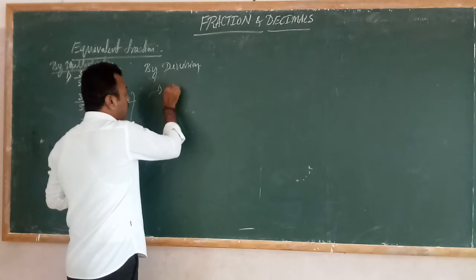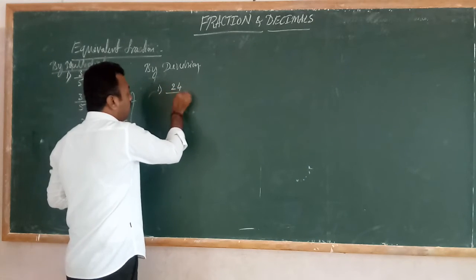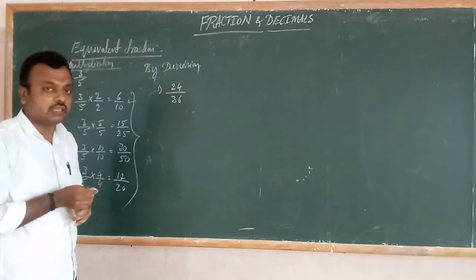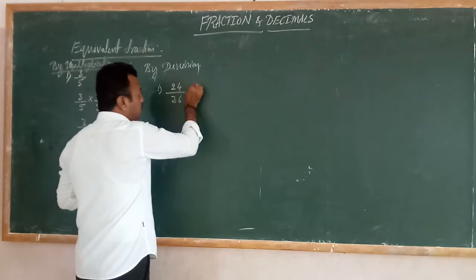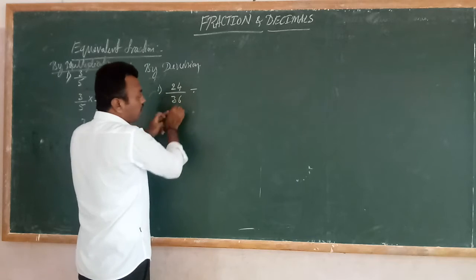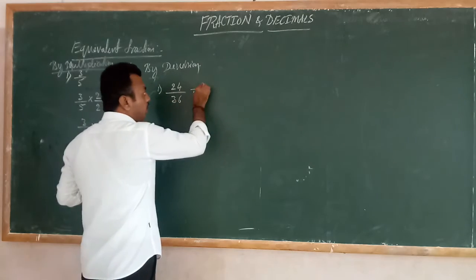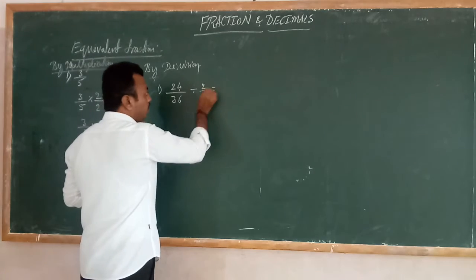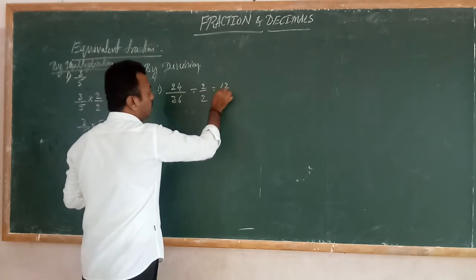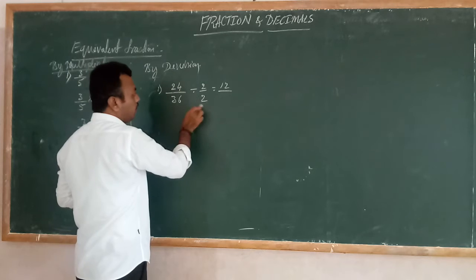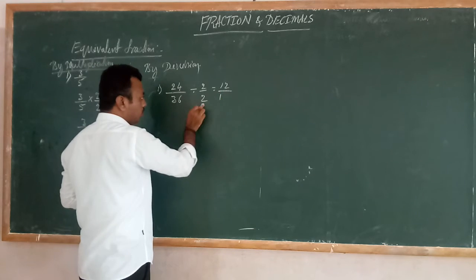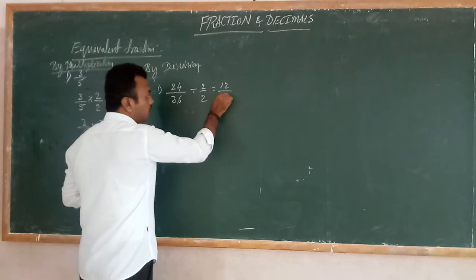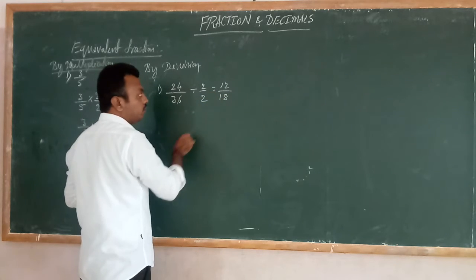See students, 24 upon 36 is there. See, these two numbers can be divided by the same number. I will take 2. It goes into both numbers. 2 12s are 24. 2 1s are 2, 2 2s are 4... and 36: 2 18s are 36, so 12 by 18 is what we get.